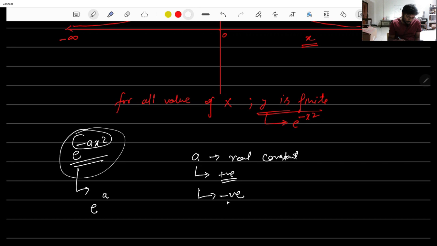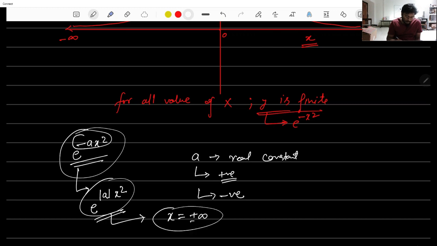So if a is negative, this integrand will become e to the power mod a x square, because this minus sign and this minus sign will become plus, and this integrand will diverge for x equals plus minus infinity, because at x equals plus minus infinity the integrand will be the exponential of mod a x square. Earlier, if a is positive, the integrand is e to the power minus a x square, where this integrand tends to 0 for x tends to plus minus infinity.